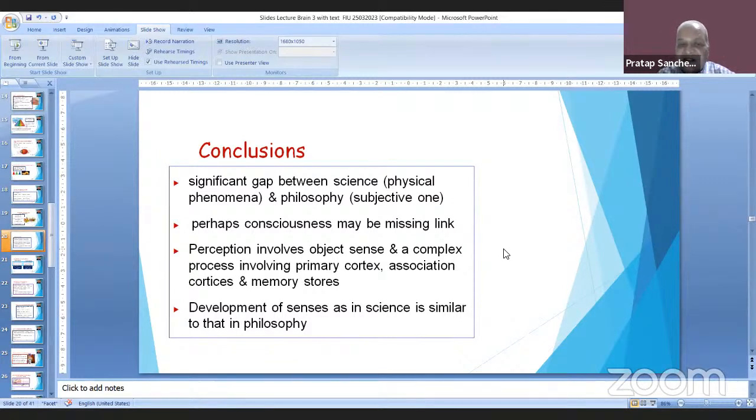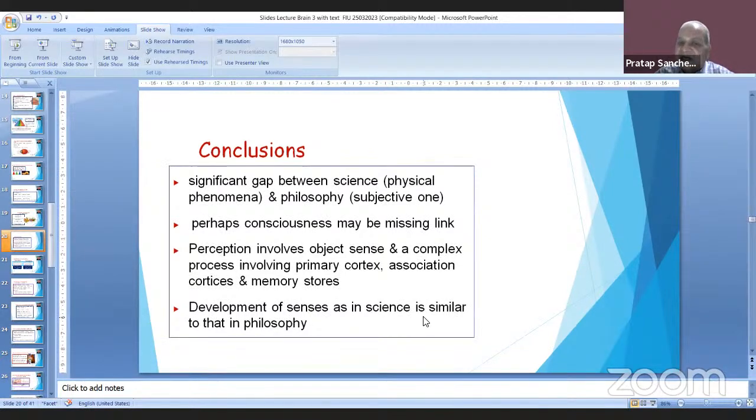We'll be talking about this later: sense association cortices and the memory skills. I talked about these in the last lecture also. Development of sensations in science is similar to that in philosophy, with the addition of more, like a vestibular sense or the balance sense. But we are going to get many more sensations as science progresses.